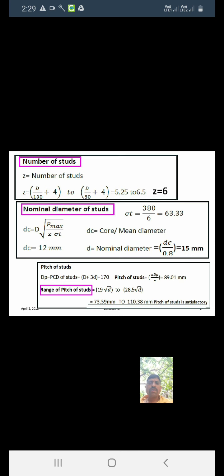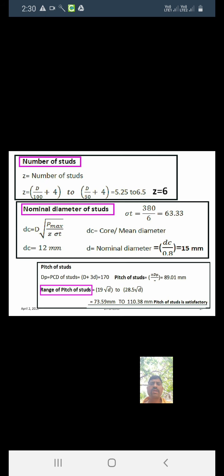Then how to calculate the nominal diameter of the stud? The core diameter is denoted by DC. DC is equal to D, capital D, into root of P max divided by Z into sigma T. DC is the core diameter, right? Then how to calculate that DC? If you put the P max, Z and sigma T values, then you will get DC is equal to 12 mm. The nominal diameter is denoted by D. How to calculate? DC divided by 0.8. DC is 12, 12 divided by 0.8, you will get 15 mm.